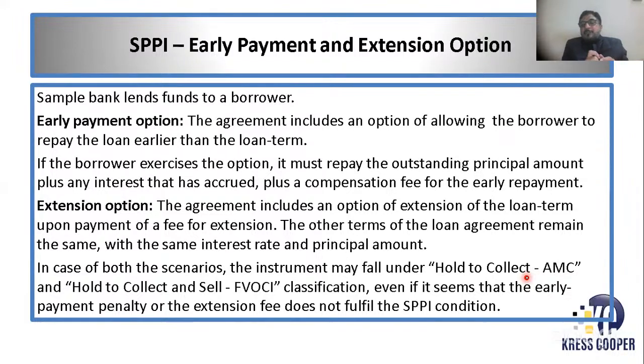So when hold to collect is there, we'll see whether we hold till maturity or sell it out before maturity. If it is till maturity, the amortized cost method will be used. If we hold to collect and sell, even then contractual cash flow is there, we will use fair value through OCI. I'll discuss this in the upcoming slides.